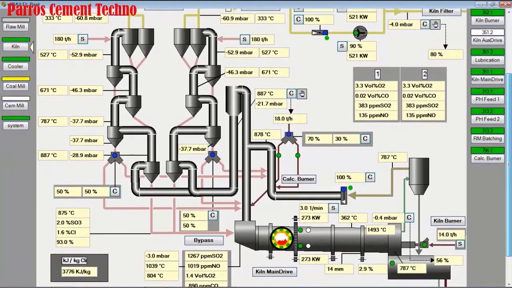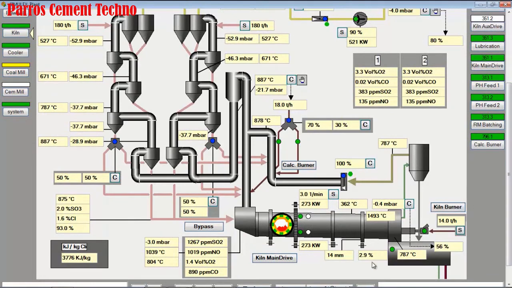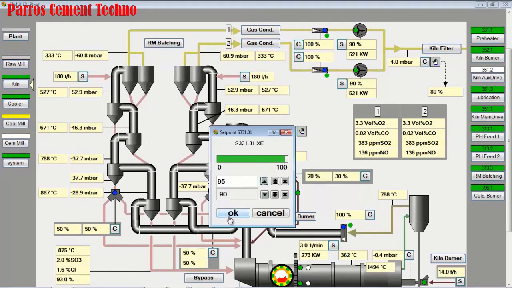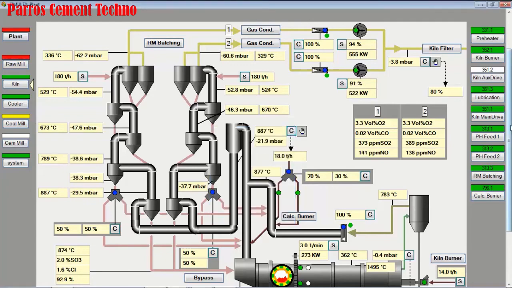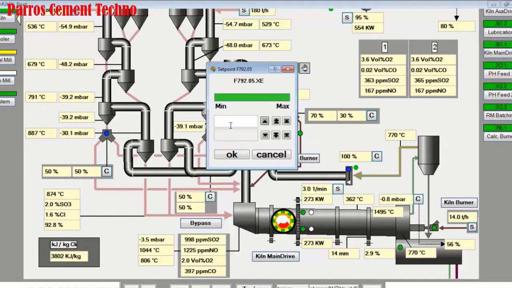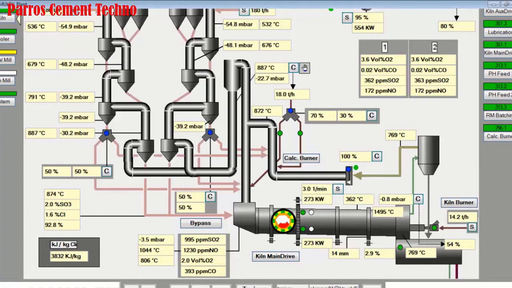Then we observe that the free lime is still high at 2.9%, the temperature of the sintering zone is still high at 1,494 degrees Celsius, the O2 in the kiln inlet is 1.4%, and we see that the decarbonization is still well above 90%. We increase the ID fan preheater speed by 5% each, so that O2 increases and we can add fuel to the main burner. Then we increase the fuel consumption in the main burner to 14.5 tons per hour.